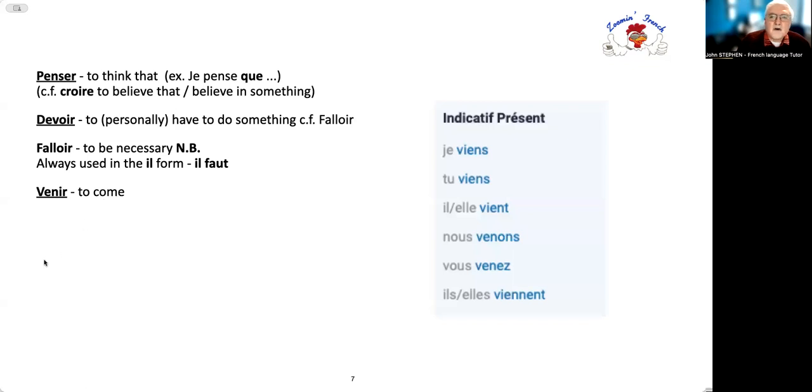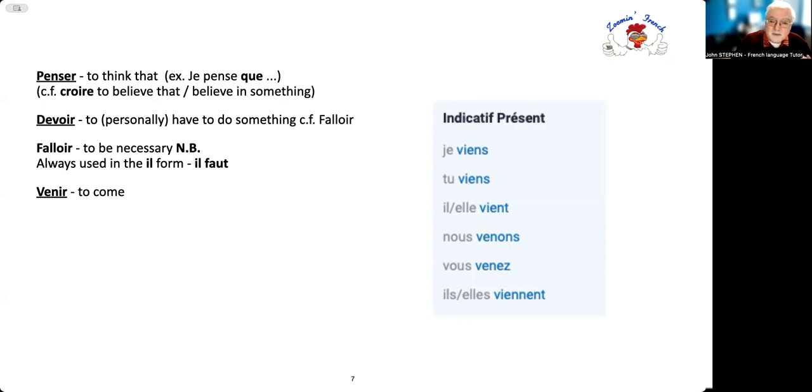Let's look at the verb venir. The verb venir means to come, okay? And again, it's super important that you know how to conjugate this. And again, it does not conjugate like a regular IR verb. Oh, no. It has its own way. So let's go through it. Je viens, tu viens, il vient, nous venons, vous venez, ils viennent.